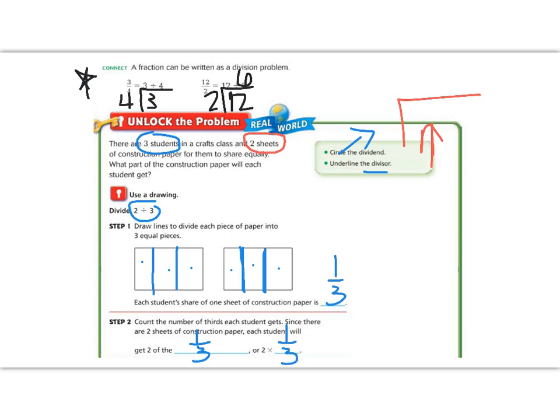I could color code this and say that 1 student gets green, 1 student gets yellow, and 1 student gets red. And you can see that all of my pieces are used. I have 3 students sharing 2 pieces of paper. My step 3 and 4 are on the next slide, so make sure you have everything written down before we move on.